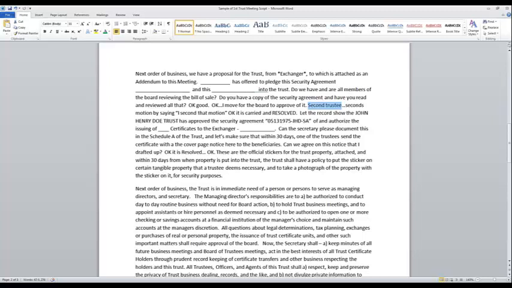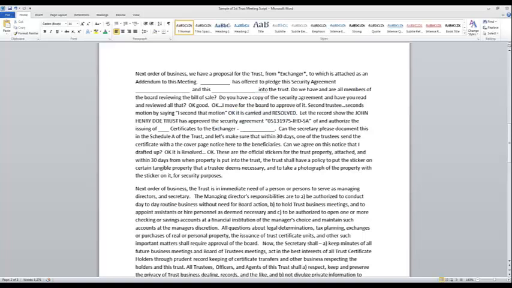Second trustee says, I second the motion. And then you say, okay. The chairperson, which is you, the first trustee, says, okay, it is carried and resolved. Let the record show that John Henry Doe Trust has approved the security agreement, 05131975 JHDSA, and authorize the issuing of one certificate unit or 25% certificate interest for the exchanger, whatever the exchanger's name is.